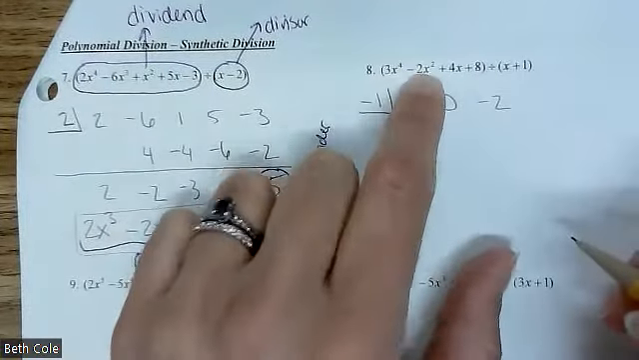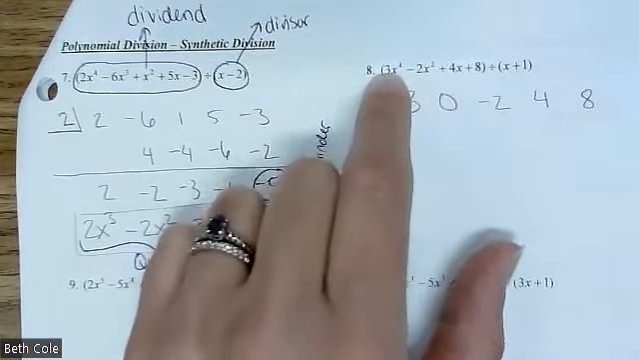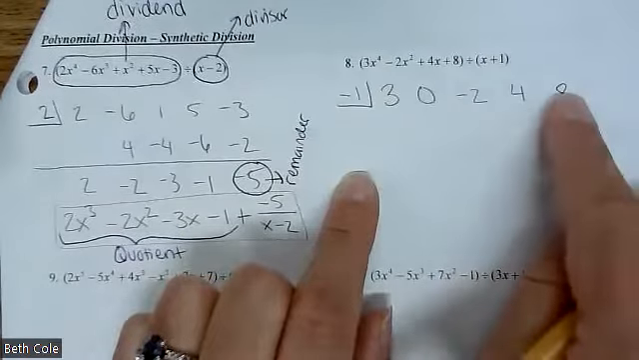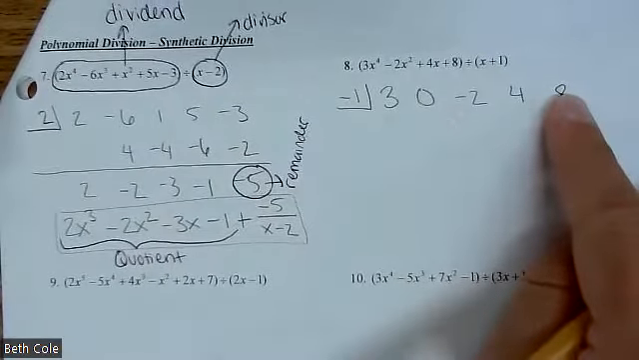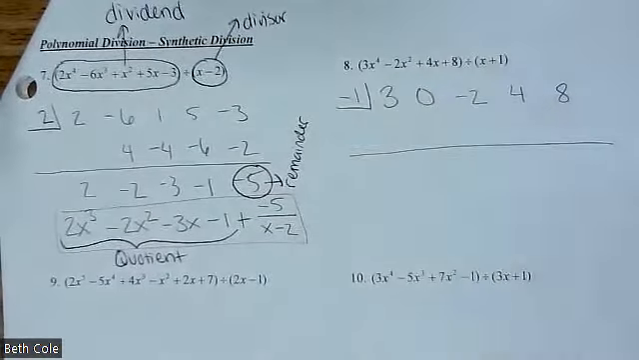-2x squared, 4x to the 1st, and then 8. You can always do a countdown. Look, we're starting at 4: 4, 3, 2, 1, 0. Always just check that. 4, 3, 2, 1, 0. We're going to multiply, add, multiply, add.